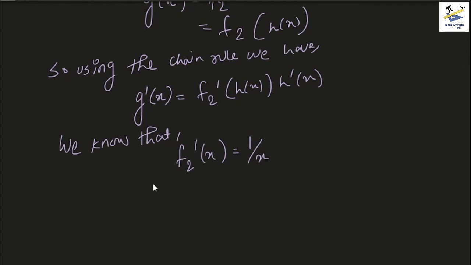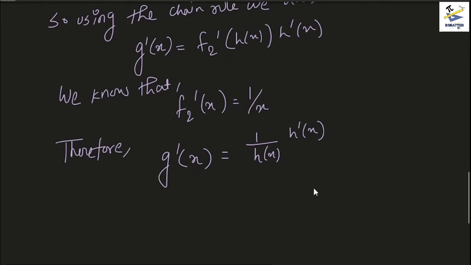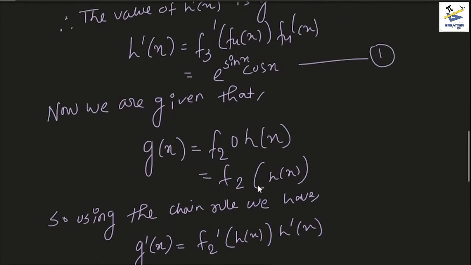Now this gives us the answer that therefore g prime of x would be equal to 1 by h of x into h prime of x, and putting the value, we do get e to the power sin x into cos x divided by e to the power sin x, which gives us only cos x, right? So it's a pretty simple one this time.